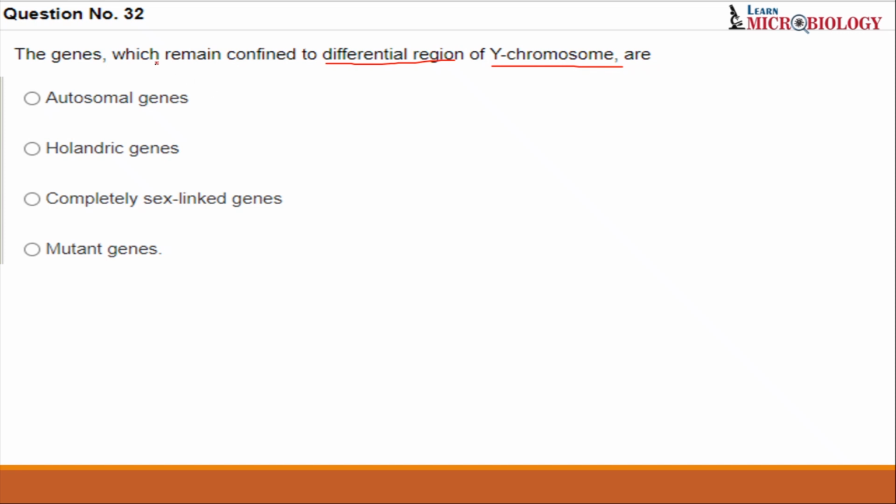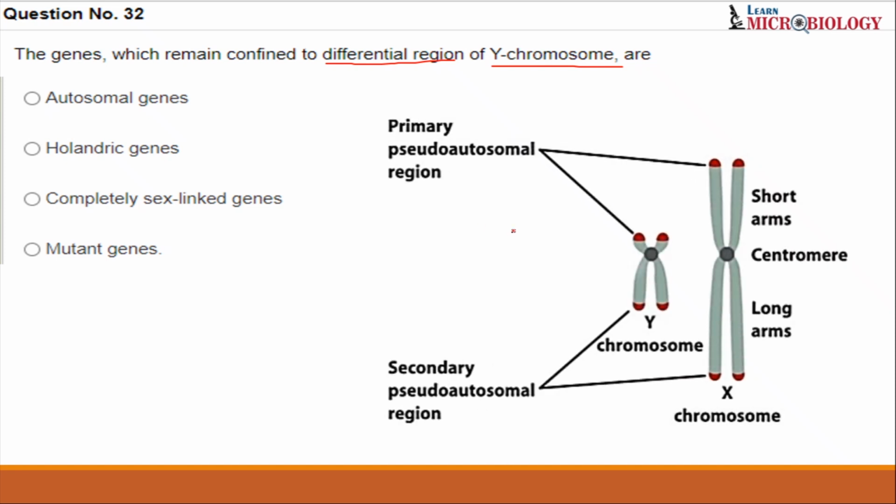So this particular question is about the Y chromosome. Let us discuss the X chromosome and Y chromosome in detail. As we know, human beings have a total of 46 chromosomes, that is 22 pairs of autosomes and a pair of sex chromosomes. If you are a female, you will have a pair of X chromosomes, and if you are a male, then you will have one X chromosome and one Y chromosome.